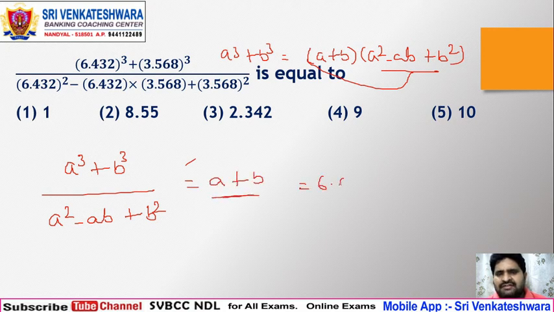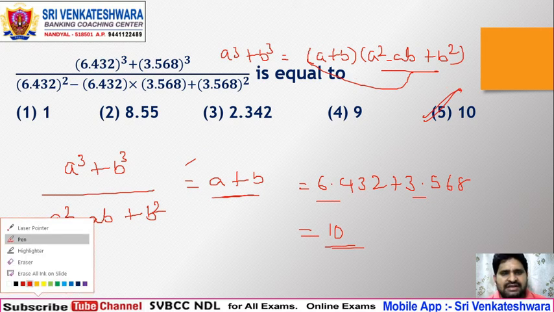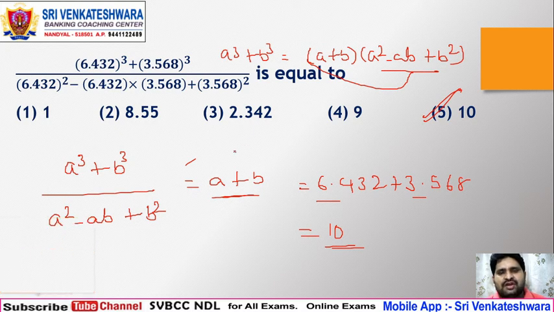Here in the place of a there will be 6.432, in the place of b there will be 3.568. So 6 plus 3 is 9 for the integer part, and the decimal part is 1. So 9 plus 1, totally we get 10. So the value you get here is nothing but 10. Clear? So a cube plus b cube by a square minus ab plus b square, which you simply write as a plus b. By adding that I'll get simply 10.